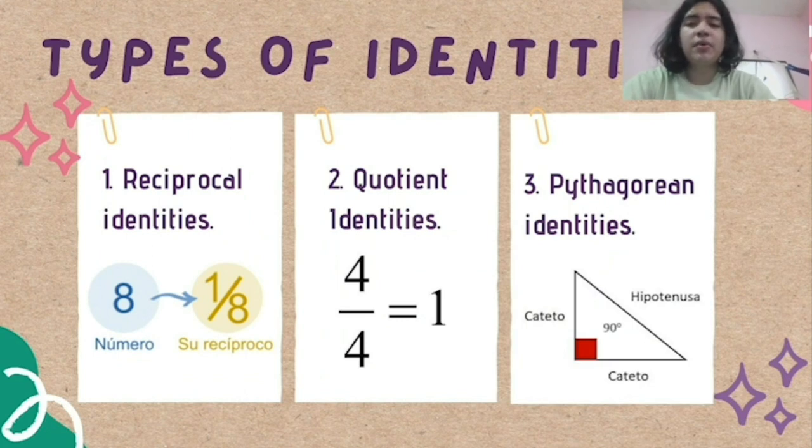The first one is the reciprocal identity. If you have a number like, for example, 8, the reciprocal is going to be 1 in 8. The second is the quotient identities. So in this, if you have a fraction like 4 in 4, the reciprocal is going to be 1. And the third type of identity is the Pythagorean identities. Here you can see that we have the hypotenuse and the two legs.